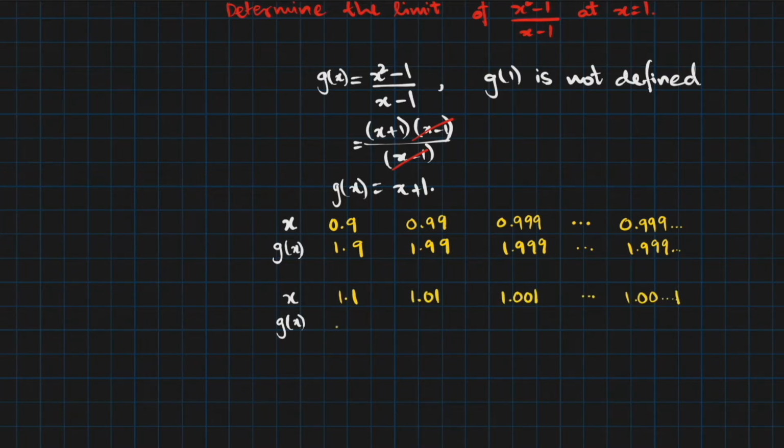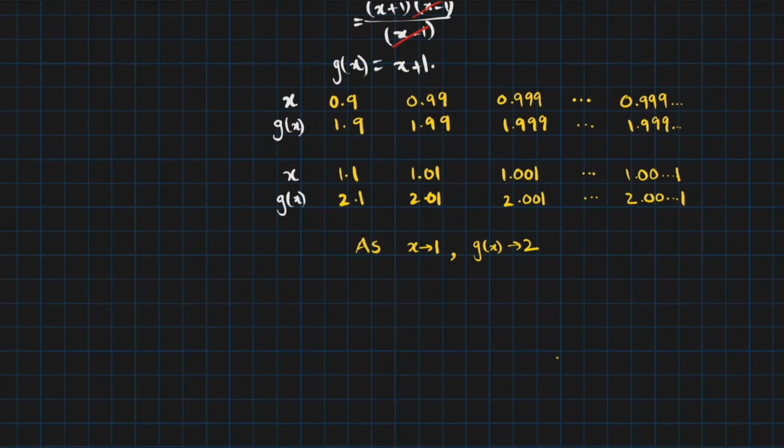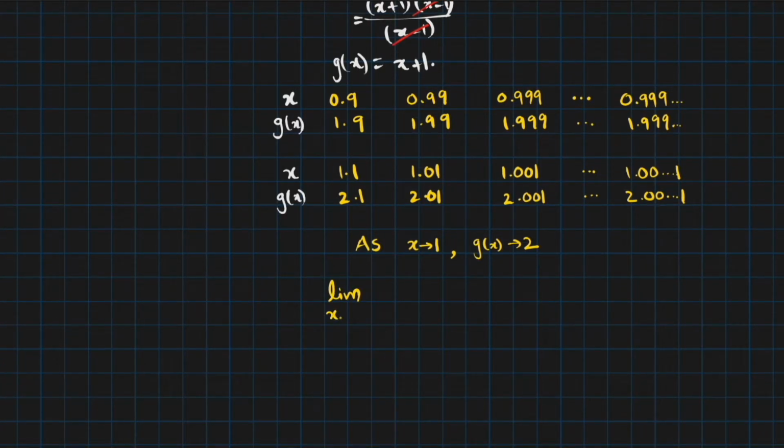So then what is the value of g of x? Again, simple addition. As we are substituting the values of x from either side, it seems that the function is approaching 2. So you can simply write down this observation. Observe my notations that I will be using from now. As x approaches the value 1, we notice that the function g of x approaches 2. So mathematically this fact can be written as the limit as x approaches 1 of g of x is equal to 2. As simple as that.